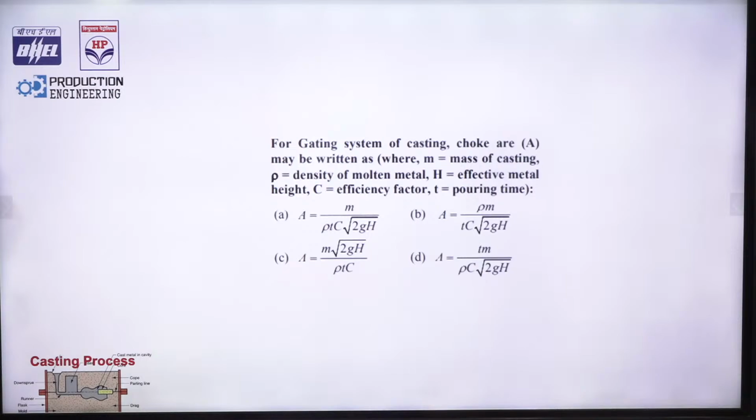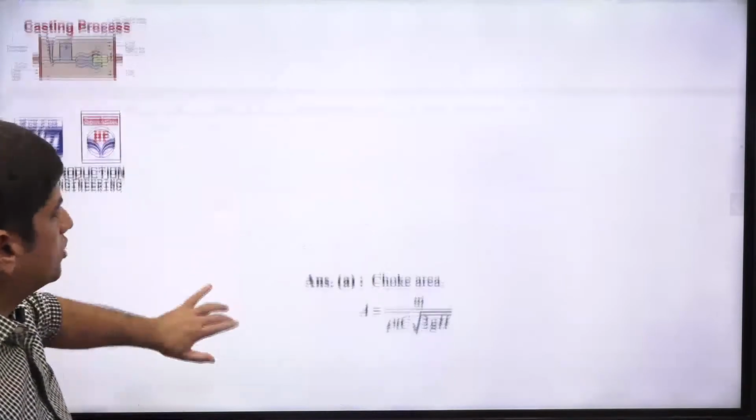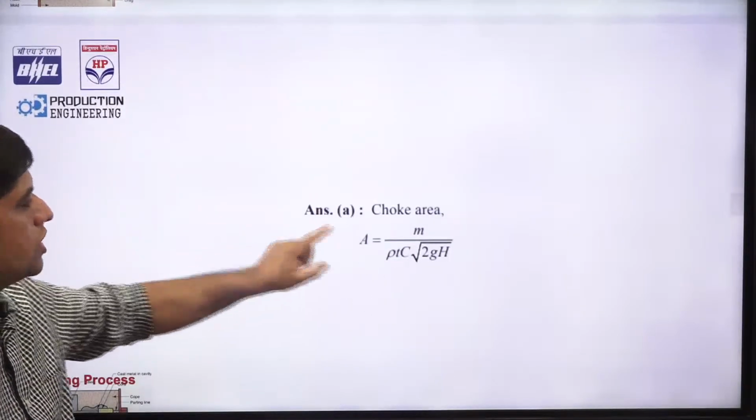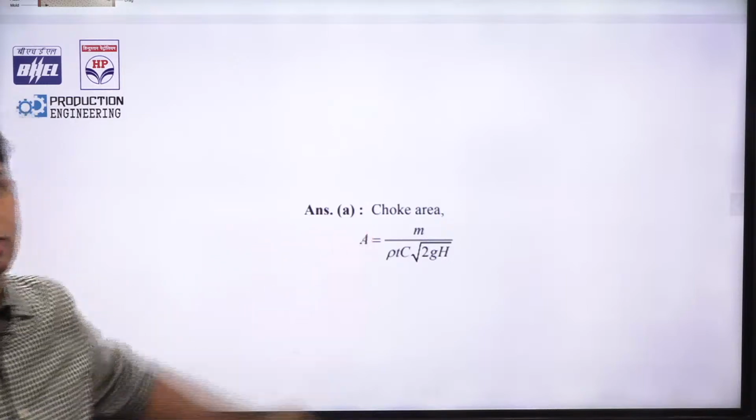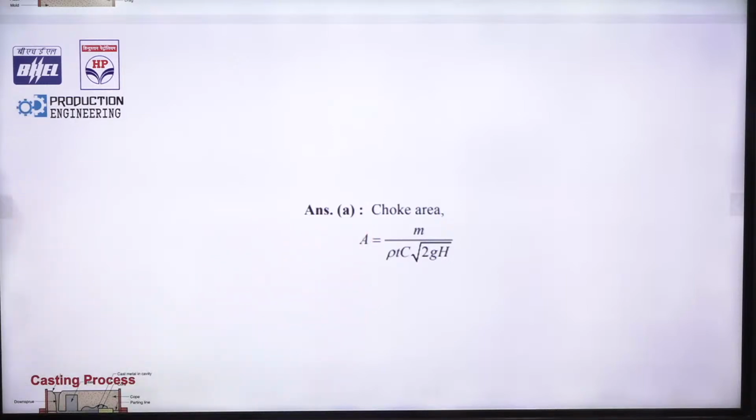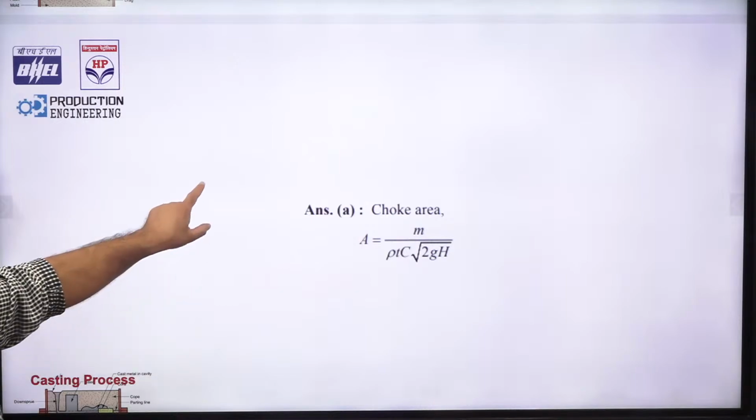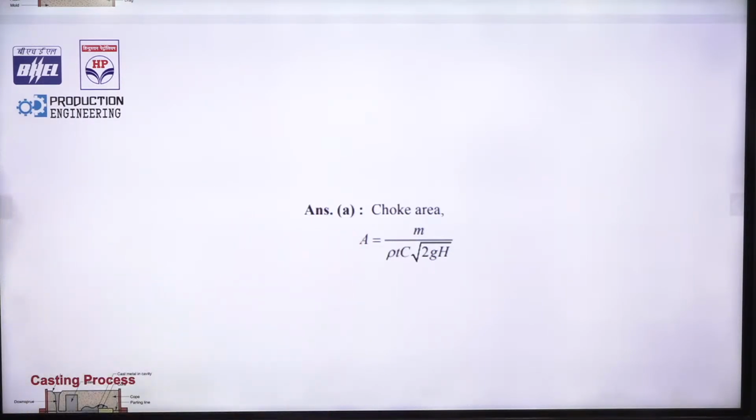So choke area, there is a formula, and I want you to remember this formula. Choke area A is M over rho Tc root of 2GH. Remember this formula. You can also prove it dimensionally, but I want you to remember it because many times this question has been asked. First you write this formula, and then again I show you what these parameters are. A is equal to M over rho Tc, root of 2GH.